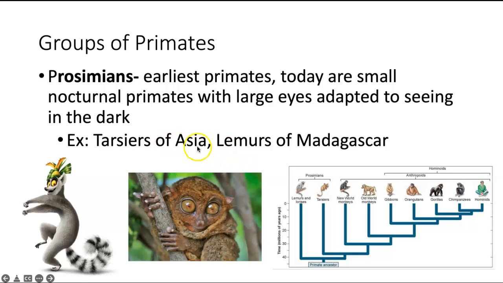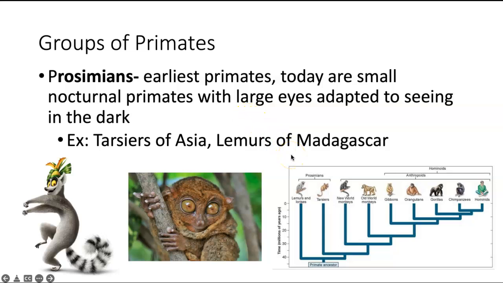So the first major group of primates is the prosimians. We're going to use this cladogram right here. You should know what a cladogram is at this point. This is a chart that shows hominids, which is basically us and our ancestors, and how closely related we are to a lot of these other primates in the world.